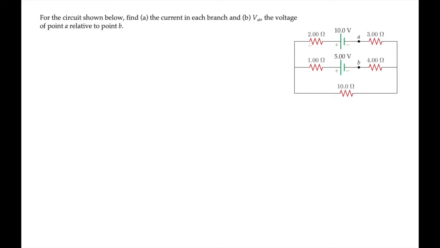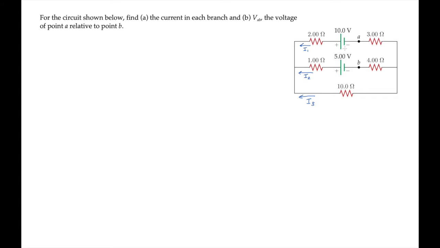The first thing we're asked to find in this problem is the current in each of the branches. I'll assume each of those currents is directed to the left and label them I1, I2, and I3. To solve for these three unknowns, we'll need three equations. To get those, I'll use two Kirchhoff loop rules and one Kirchhoff's node rule.